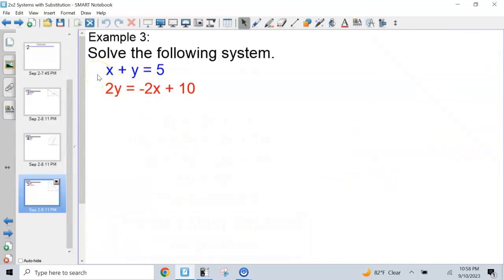Our last example. x plus y equals 5. 2y equals negative 2x plus 10. We have a single x or single y. You use either one. I'm going to solve for y. So I'm going to move x to the right side by subtracting x from both sides. I'm now going to go to the second equation and replace this y with this negative x plus 5.